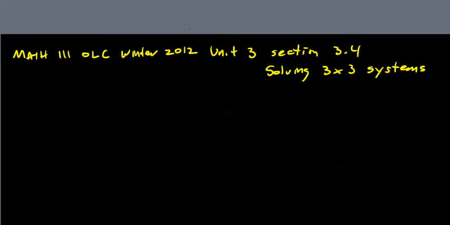Alright, this is Math 111 OLC, winter 2012. Still in Unit 3. Today we're going to talk about Section 3.4, solving systems of equations in three variables. I refer to these as 3 by 3 systems.